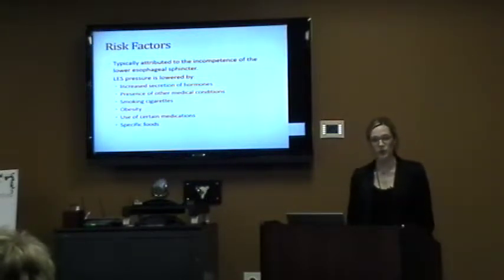And then also specific foods can lead to the lowering of the pressure, which can lead to the reflux of the stomach acid. And I'll later delve into the specific foods on a later slide.